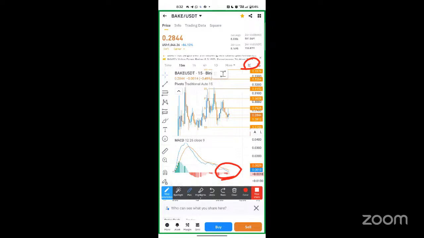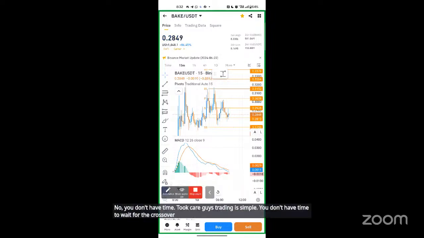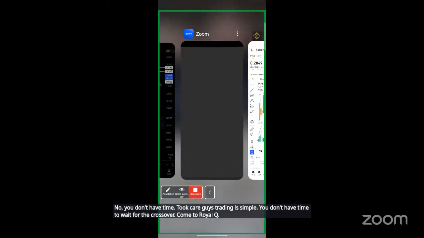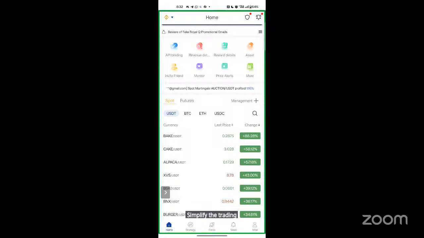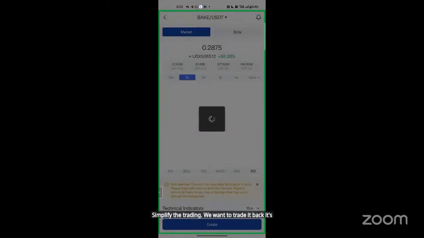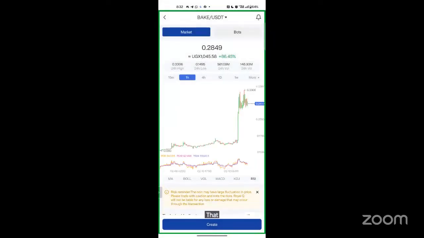Now, if you don't have time, look here, guys, trading is simple. You don't have time to wait for the crossover to enter. Come to Royal Q. Simplified trading. Come to Royal Q. You want to trade the back. It's where your interest is. Me, I don't care. That's where you want to trade. Come to Royal Q. Tap on create.